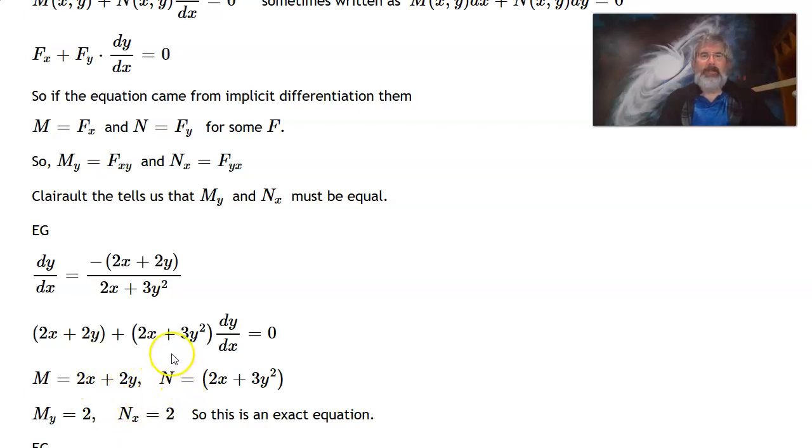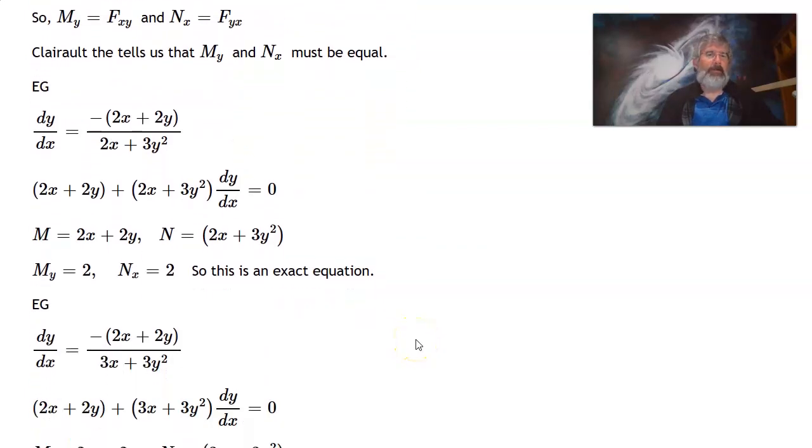And then N is sitting in the spot where this should be f sub y, so take its partial with respect to x. Well, the partial with respect to x here, y is a constant, so that's just 2. And sure, both of them are 2. This is an exact equation. Okay, we will be able to find the f that it came from. In fact, that's going to be the first example that I do in the next video, as I'll do this one. Let me just show you an example where it doesn't work.